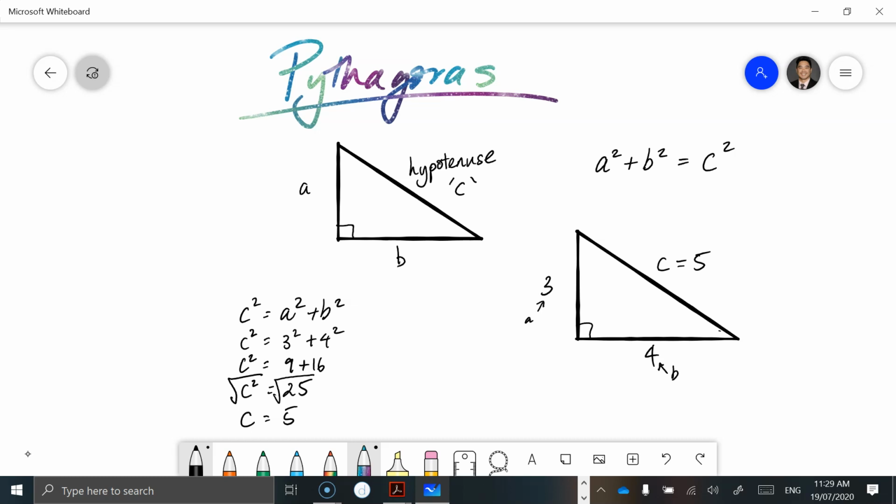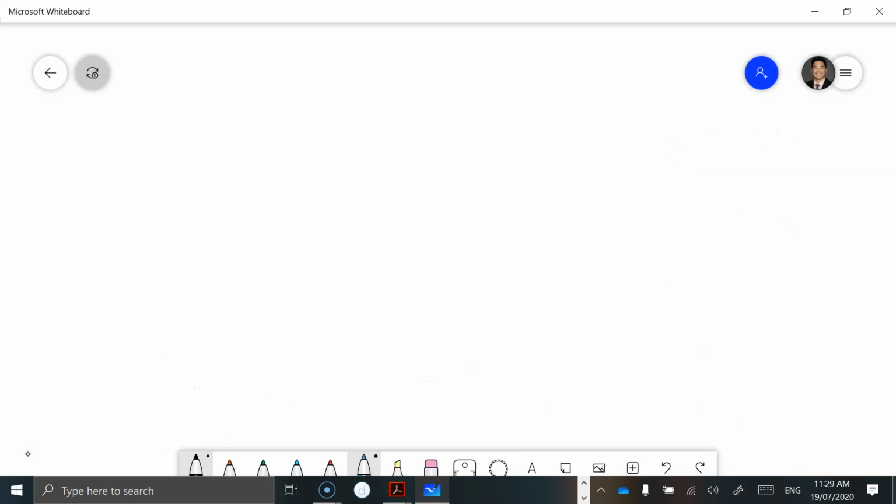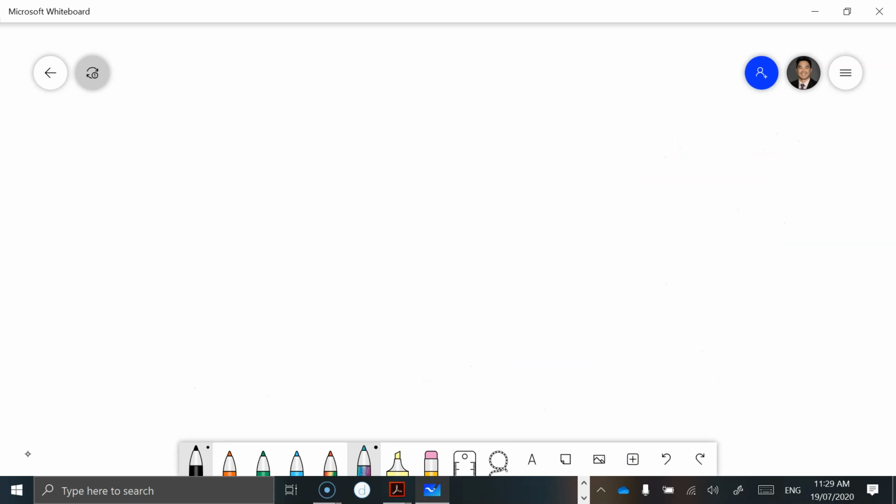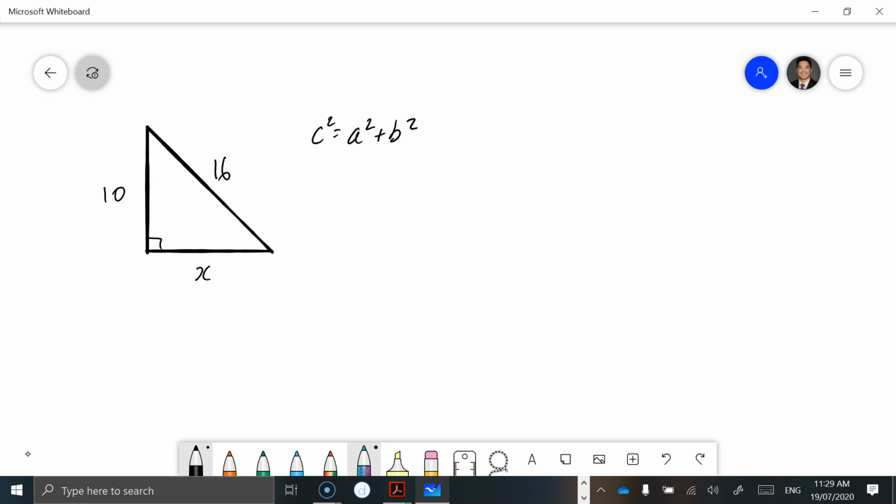Now, let's say we wanted to work out another side of the triangle that's no longer the hypotenuse. So we'll draw this triangle here, and this is a 10, this is a 16, and this is an x. We can still work it out through our formula. C squared is equal to A squared plus B squared, and we just substitute the values in. I'm going to call that A, that B, and this C. So 16 squared is equal to 10 squared plus B squared.